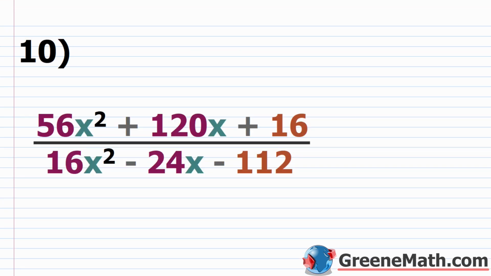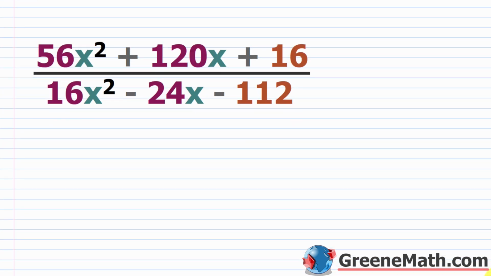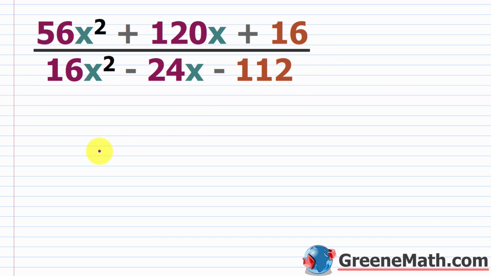All right, let's look at the final problem, number 10. We have 56x squared plus 120x plus 16 over 16x squared minus 24x minus 112. Let me slide down here a little bit. And again, I'm just going to take the 16x squared minus 24x minus 112. Set that equal to 0. What can I pull out here? I know I can pull out 2, but I can also pull out 4, right? Look at the last two of this. And I can also pull out an 8, actually.